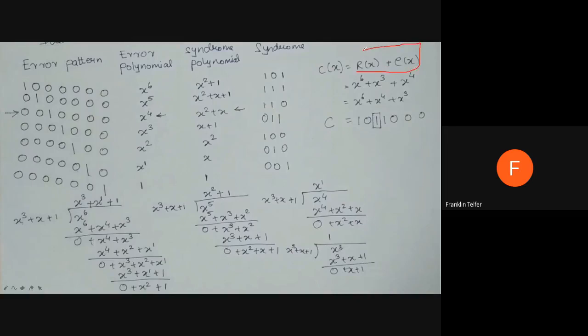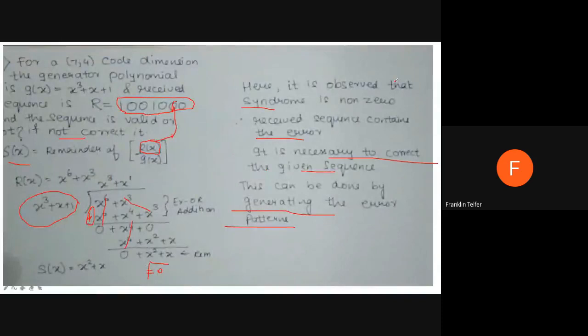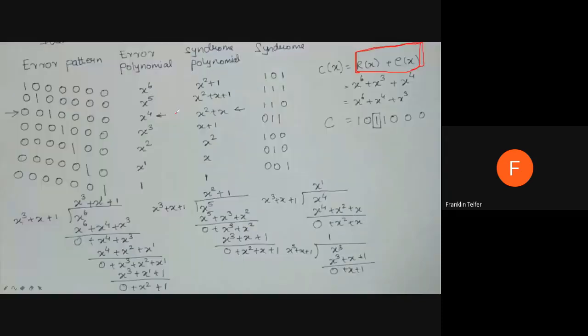You already saw this equation in the previous solved problem. So R can be R V of x plus E of x. So this is x power 6 plus x power 3. We have already got this sequence, right? So put it here plus the E of x. So where is the sequence?